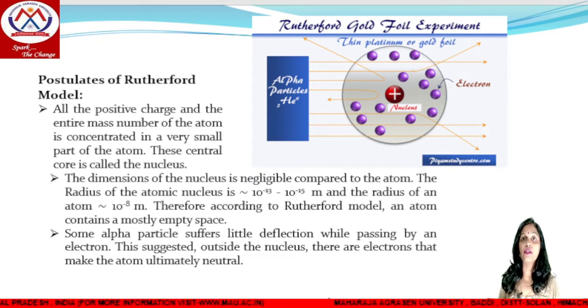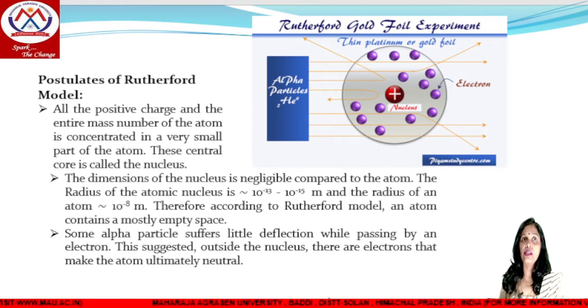Now the postulates of the Rutherford model. All the positive charges and the entire mass of the atom are concentrated in a very small part of the atom. This central core is called the nucleus. The dimensions of the nucleus are negligible compared to the atom. The radius of the atomic nucleus is considered to be 10^-13 to 10^-15 meter, and the radius of an atom was considered to be 10^-8 meters. Therefore, according to the Rutherford model, an atom contains mostly empty space.